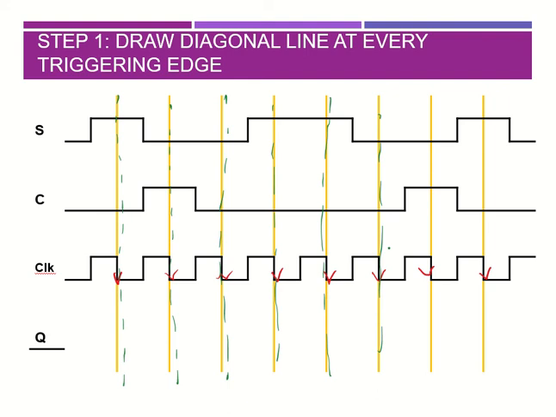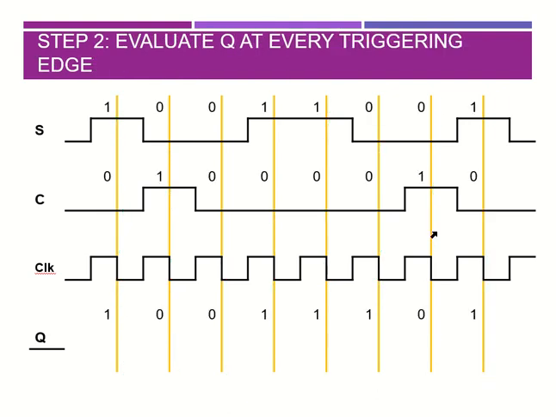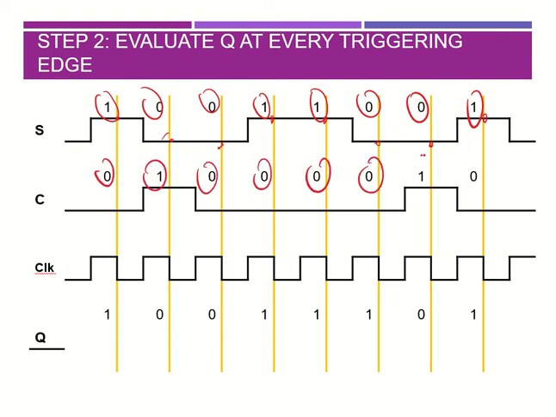So after you make that, the next step is, exactly at this particular moment, you need to know what the response is over here, here, here, here, here, here, here, and here. So over here the response is 1. Over here is 0, 0, 1, 1, 0, 0, 1. Same goes for the C: 0, 1, 0, 0, 0, 0, 1, 0.